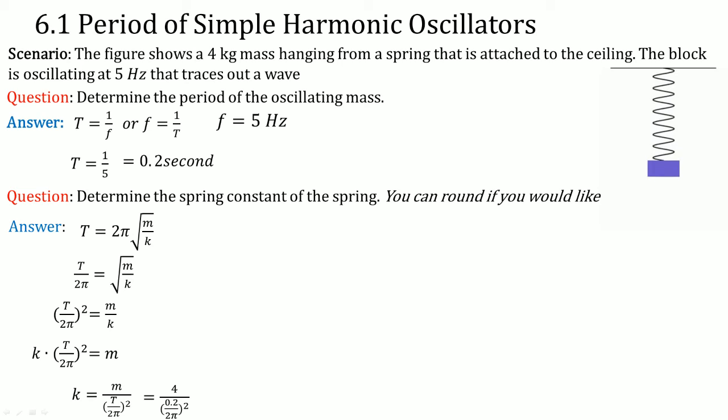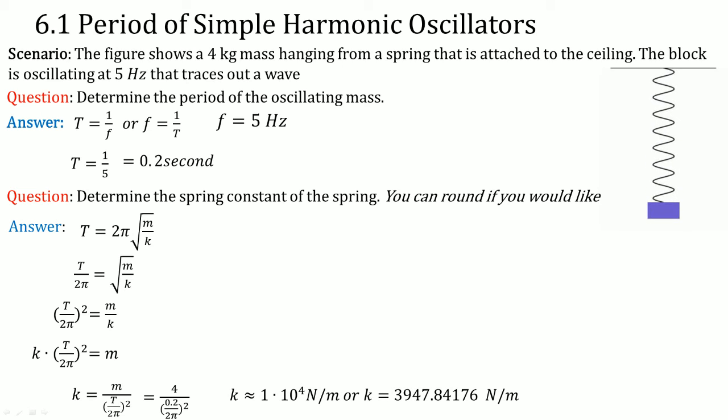You can plug in the values, getting you roughly 1.1 times 10 to the 4th Newton per meter, or exactly, which is 3,947.84176 Newton per meter. That is the spring constant for the oscillating block.